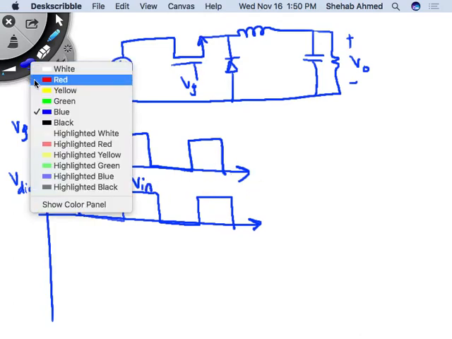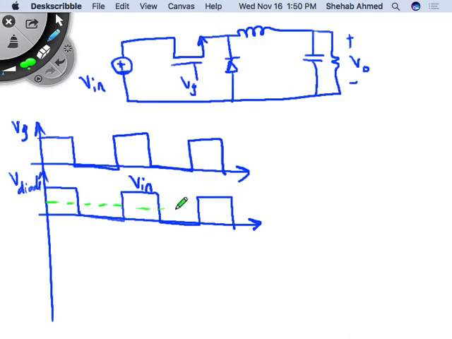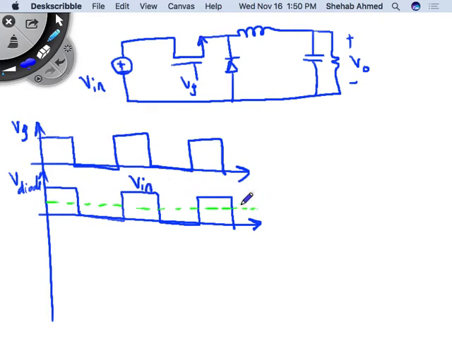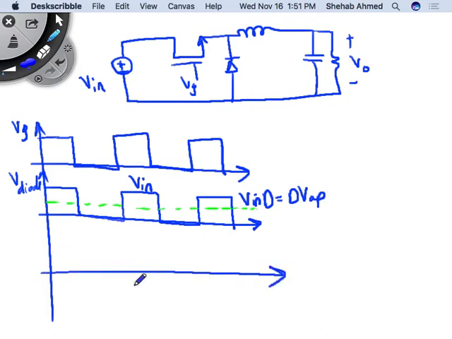What is the average value of this waveform? Exactly, it's Vin times D, and then I'll just call this, instead of Vin, I'll call this VAP. I'll tell you why I call it VAP. Okay, and then now let's look at the switch current waveform. What does the switch current waveform look like? It's not the inductor current in full. It's part of the inductor current, right?